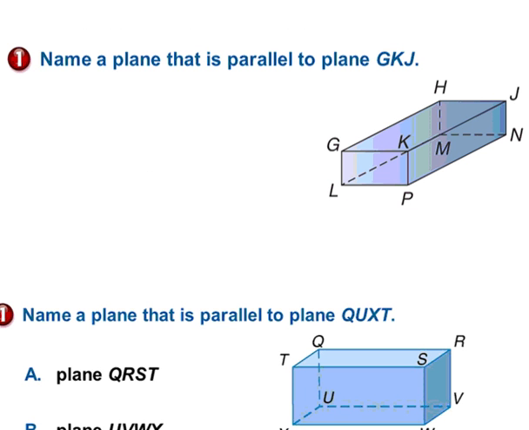Well, let's do a little bit of work here. Let's start with our first one. Name the plane that is parallel to GKJ. The top of that box is one plane, so name a plane that is parallel to that. Well, it would be the plane that makes up the bottom of that same box. So it would be LPN.